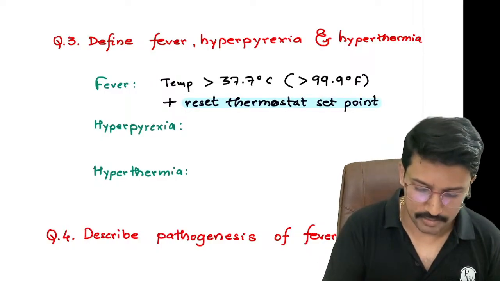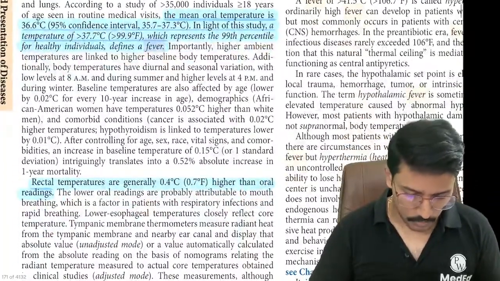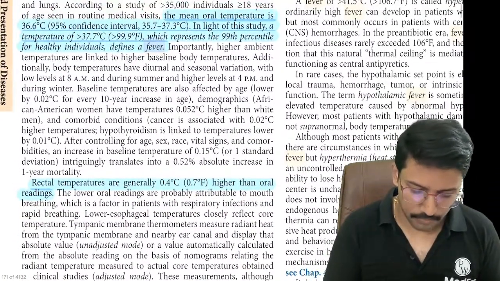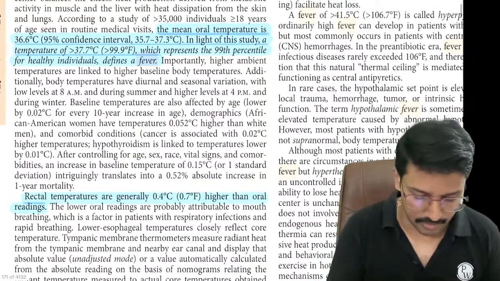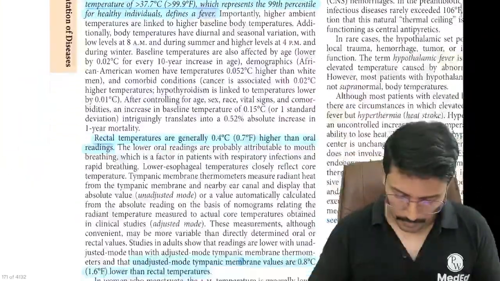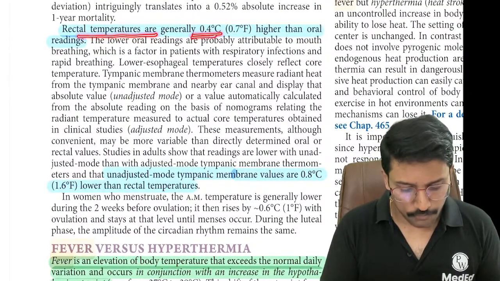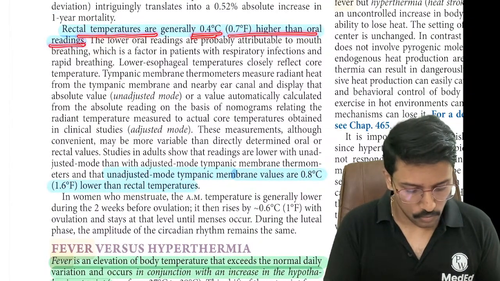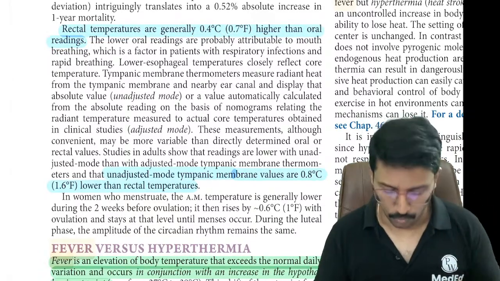Let me take you through Harrison and let me tell you what he says about it. So Harrison also defines fever as 37.7 degrees Celsius or higher, or 99.9 degrees Fahrenheit or higher. Okay. Two points I had already told you. The rectal temperatures are generally 0.4 degrees Celsius higher than the oral readings, because when we take oral readings, we are dissipating the heat through mouth breathing.